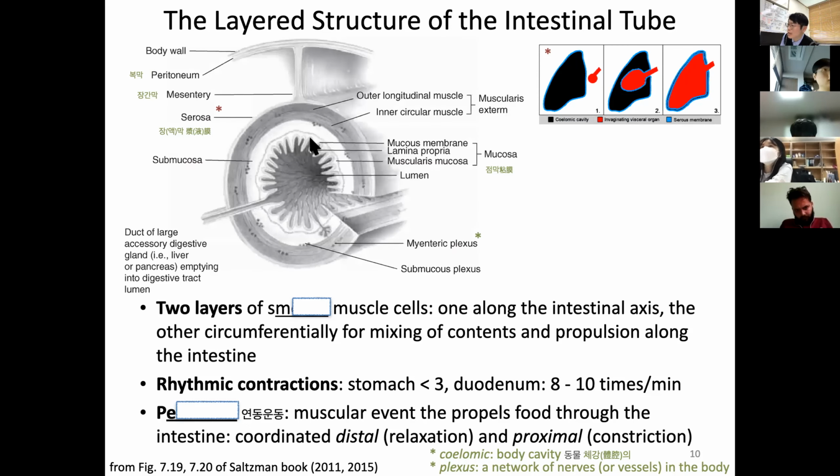So this is a little complicated, but I want you to understand this layer structure. We have two layers. First, inside the lumen.